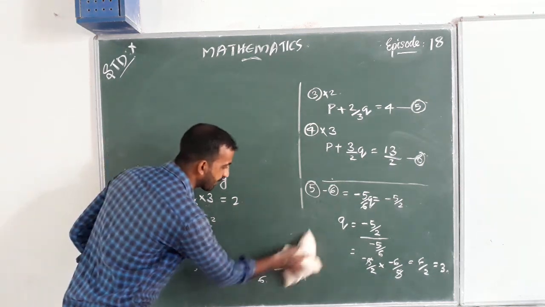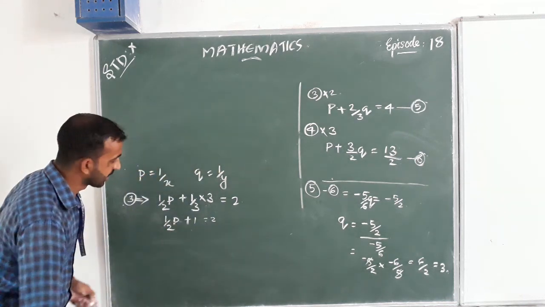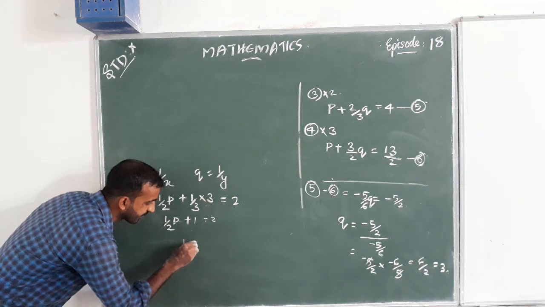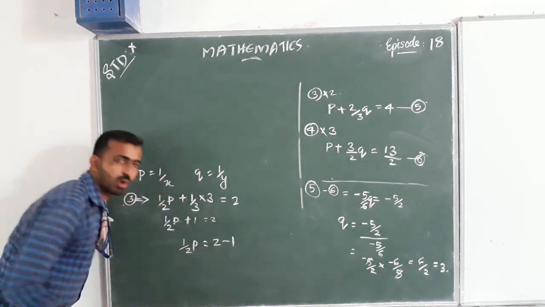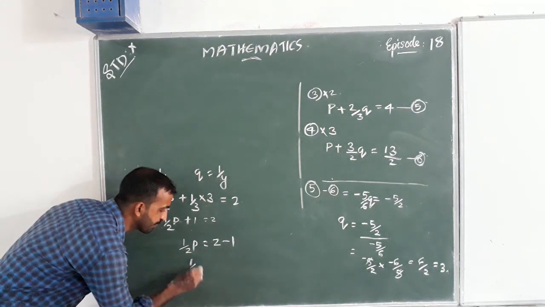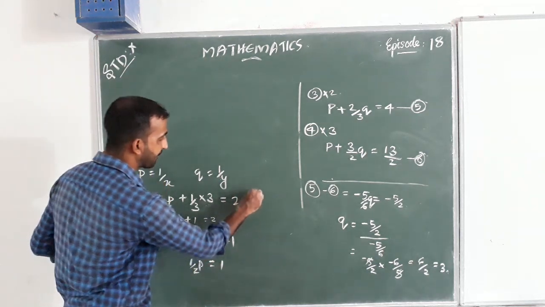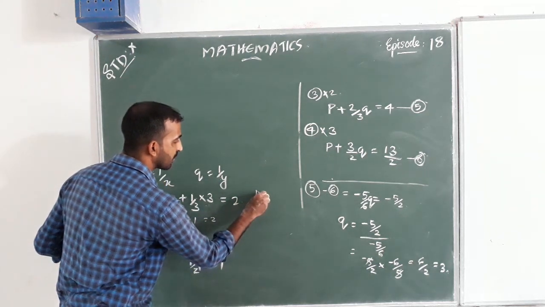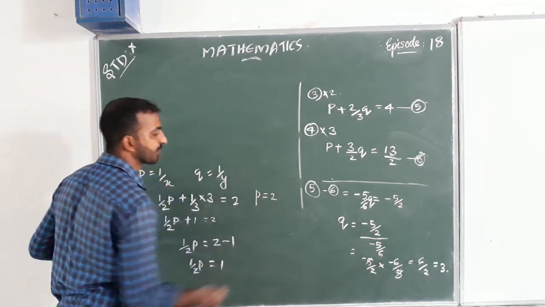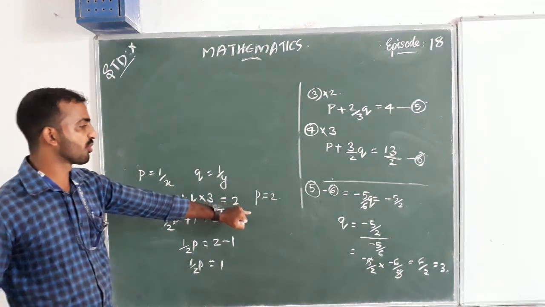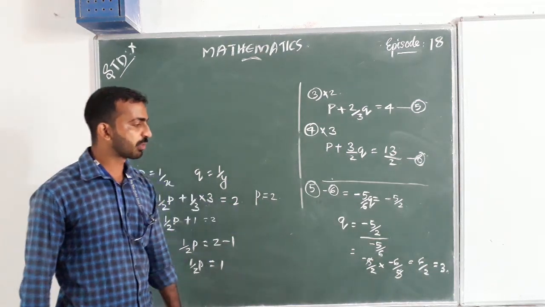And next step, 1 by 2P equal to 2 minus 1. That is 1 by 2P equal to 1, and P equal to 2. So the value of P is 2 and the value of Q is 3.